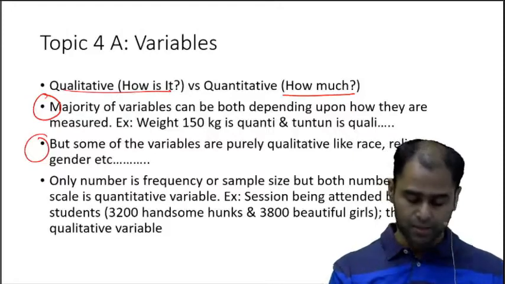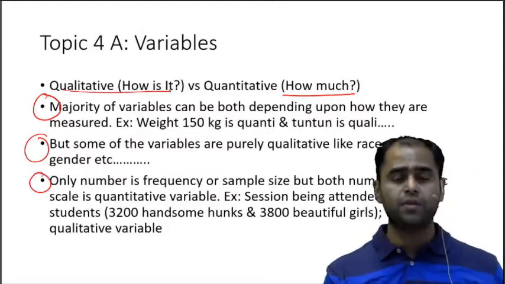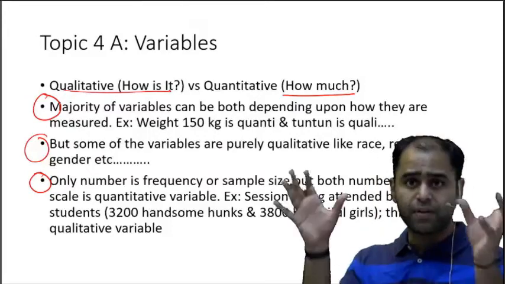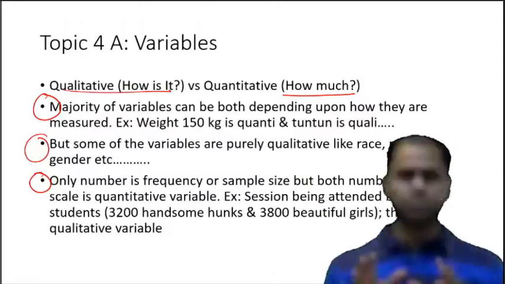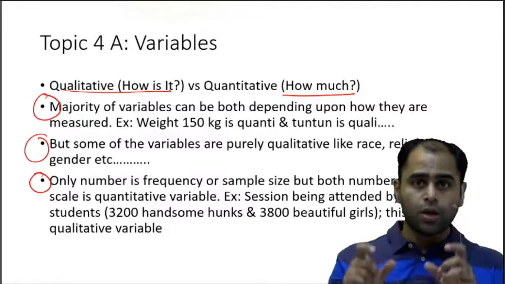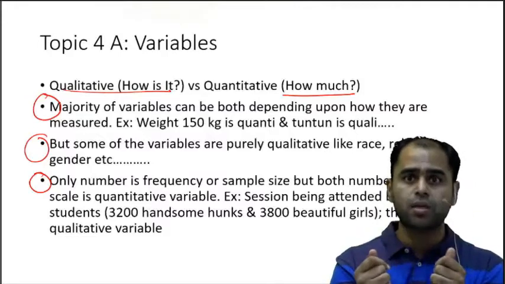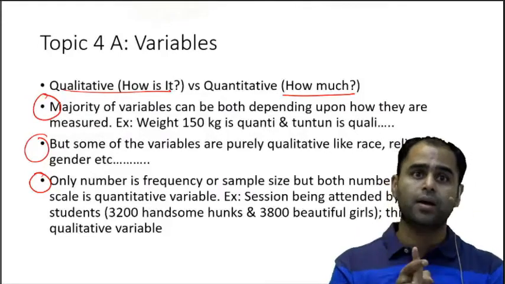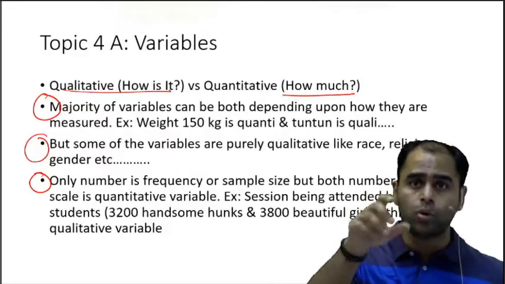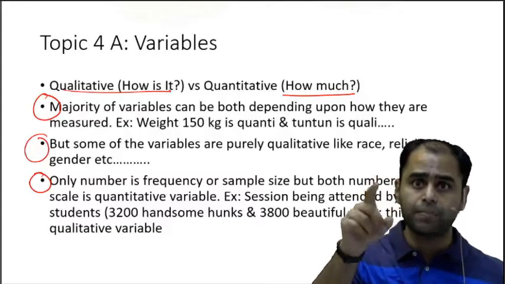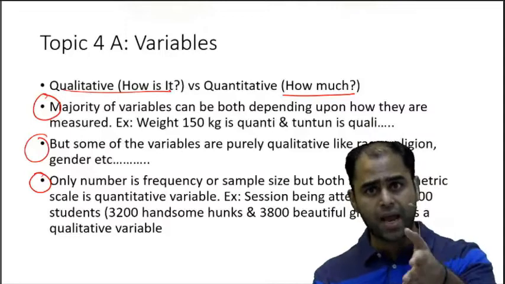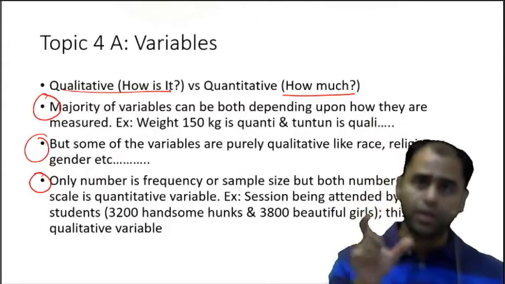Religion, gender. Now, a very important error which we make. Imagine this particular session is now being heard by some 7,000 students, where there are some 3,200 handsome hunk young doctors and 3,800 beautiful girls. The moment we see numbers, we jump to answer quantitative. That is wrong, my dear. Only numbers refers to frequencies or sample sizes. Number plus metric scale would make it a quantitative variable.